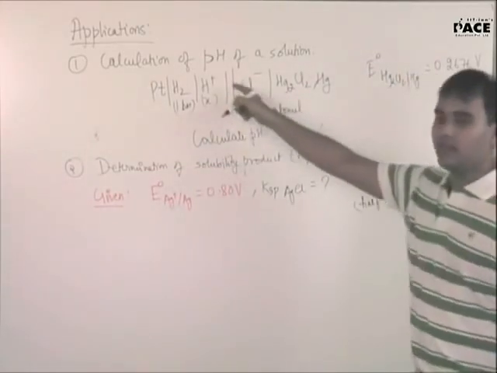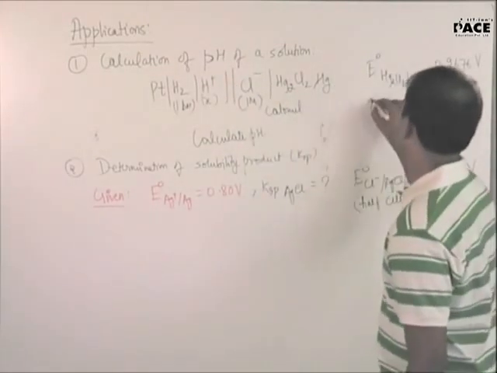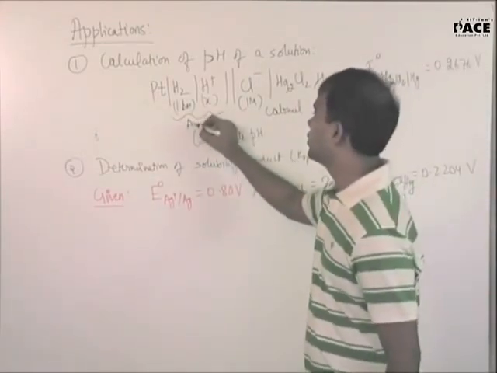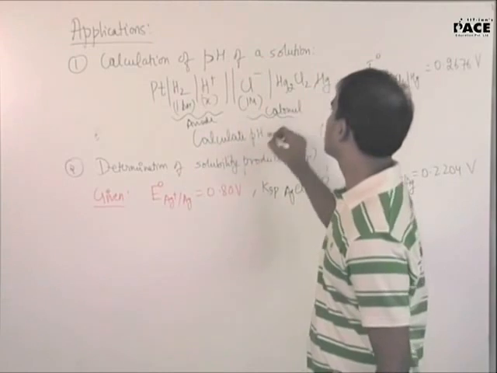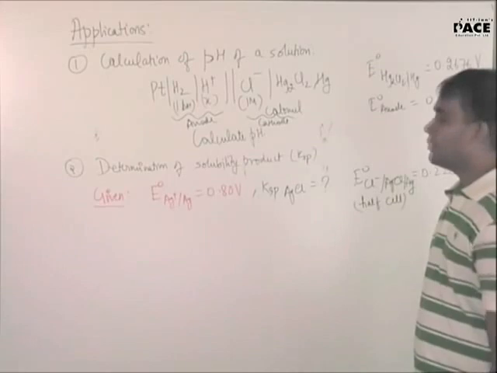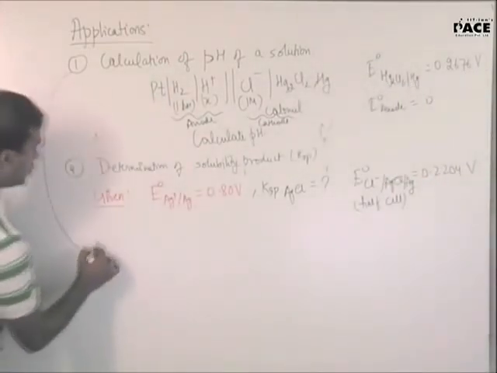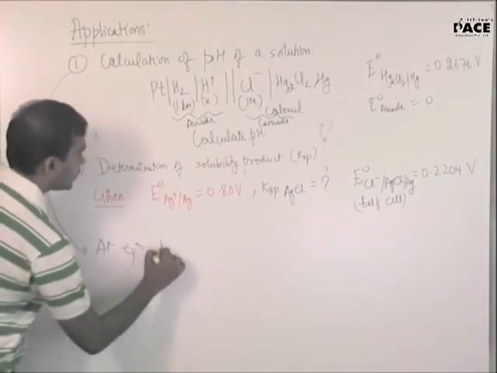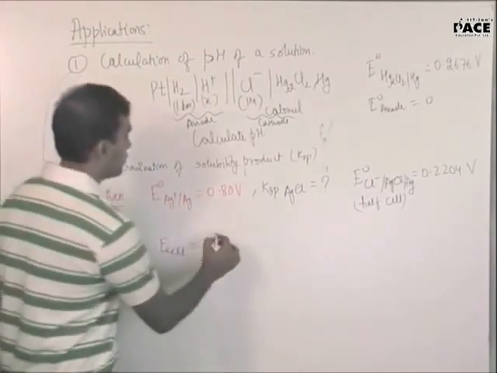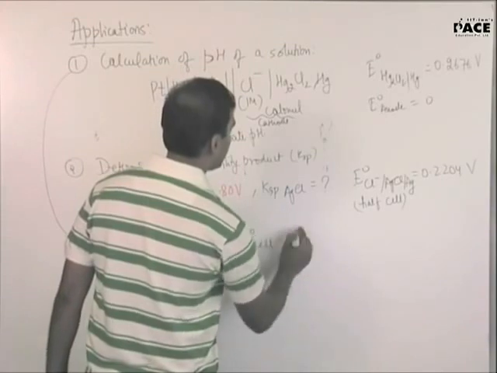What will be the E naught of this cell? This side? 0. Okay. So we know that E naught for, and this is what? Anode. This is? Okay. So now see, to determine the pH for the solution, what you will do? You can say at equilibrium, E cell equal to 0, or you can say E naught cell equal to RT, or you can say 0.059.